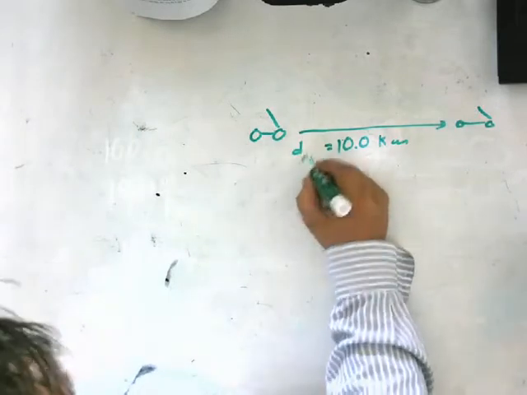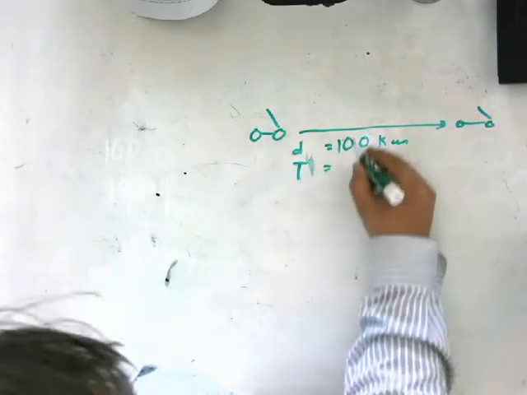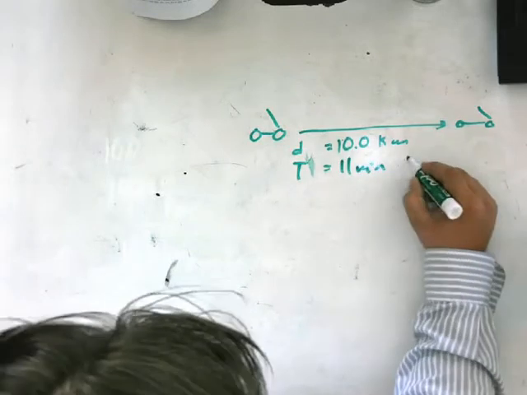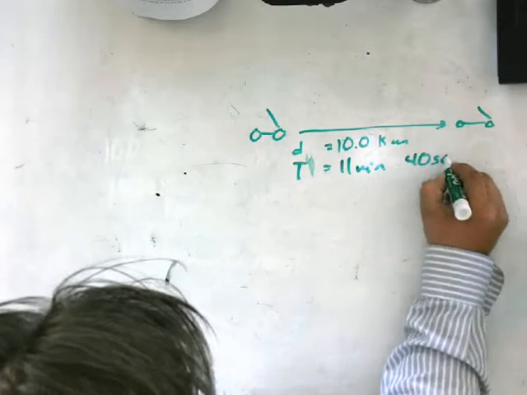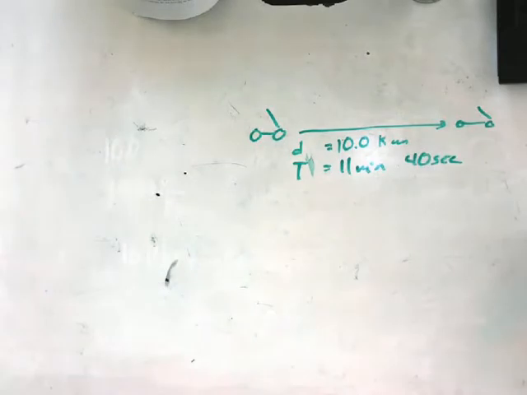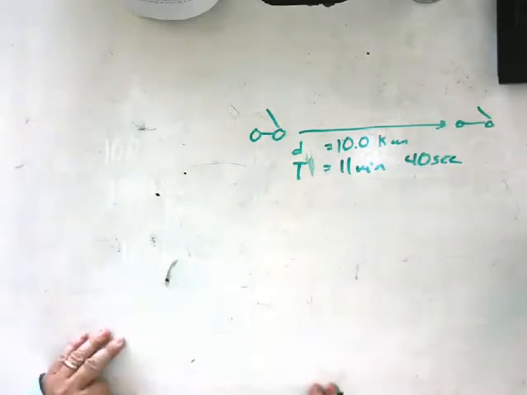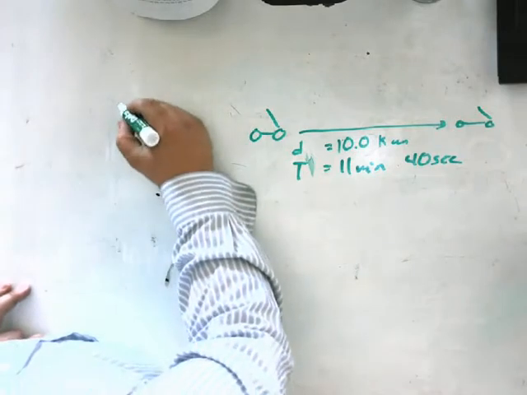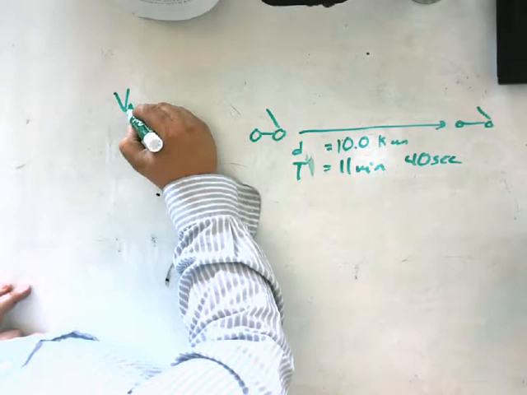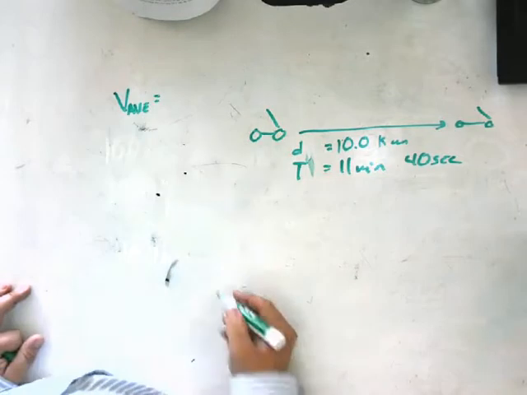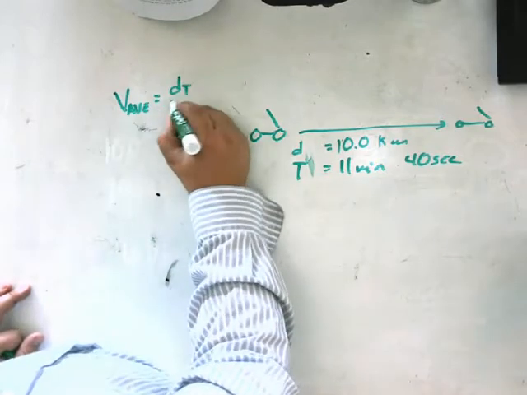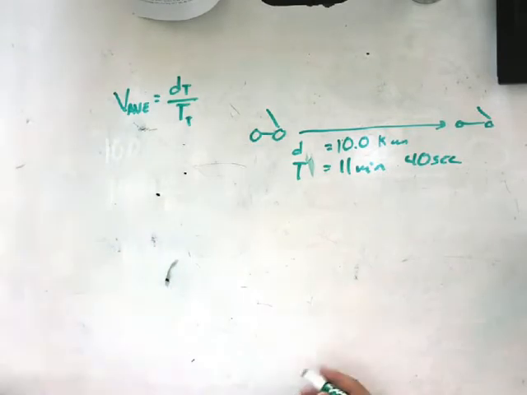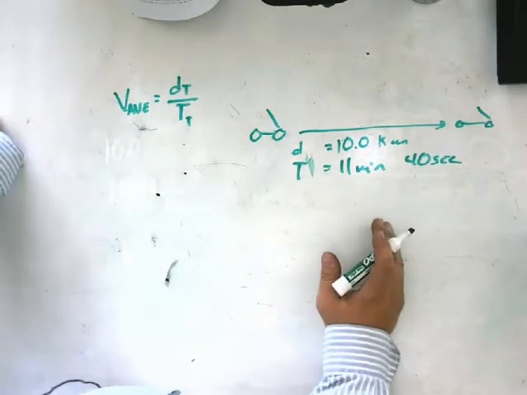Going to do that in 11 minutes and 40 seconds. Okay? So I'm trying to find the average velocity. Well, one of the equations, I should say, for average velocity is velocity average is equal to total displacement divided by total time. Okay? So the total displacement is 10 kilometers, and the total time is 11 minutes 40 seconds.